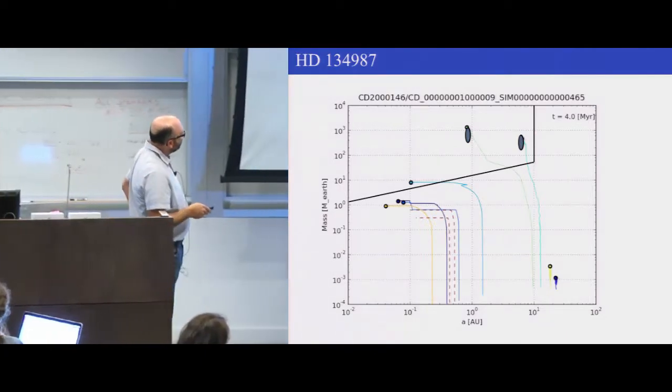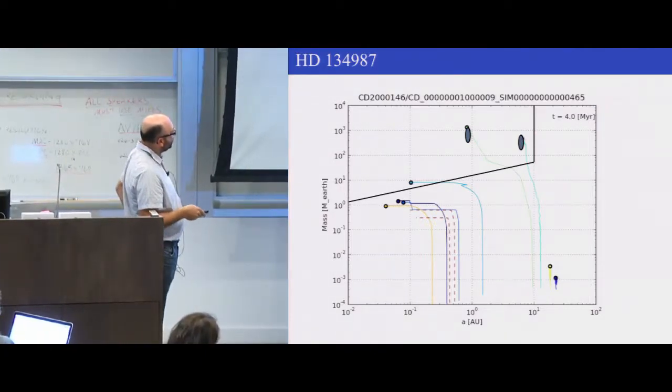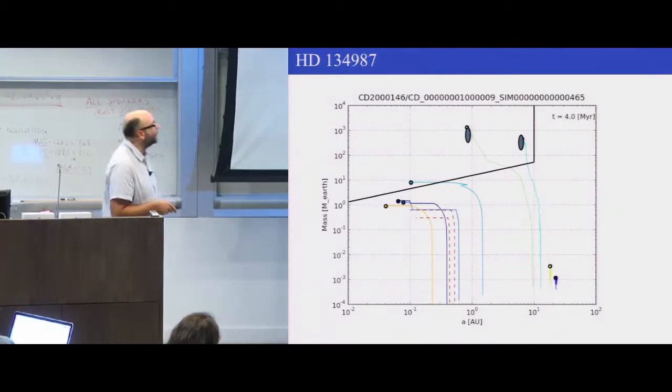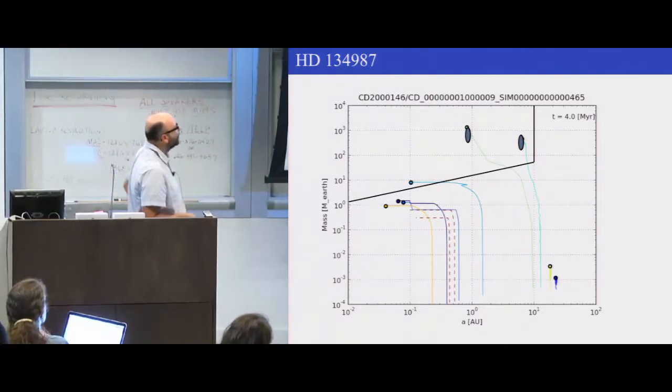So we start again with 10 planetary embryos, and these are the tracks of the planets, again, mass versus semi-major axis. And so these are the two observed planets, and you see that in this case, we have something that matches more or less what is observed, plus one planet here.